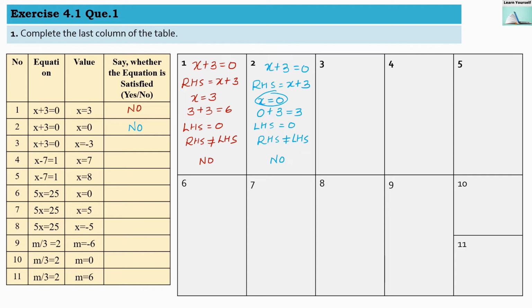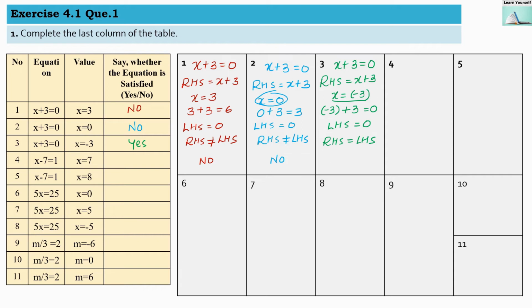Now the next equation is x plus 3 equals 0. So here the left side is going to be x plus 3. Now for x, we have to take minus 3. So when we put x equals minus 3 in place of x, we will get 0. So our value is 0. Here the other side is also 0. So for this equation, both sides are equal when we take x equals minus 3. So for the variable's value minus 3, this equation will hold true. So it is going to be yes.